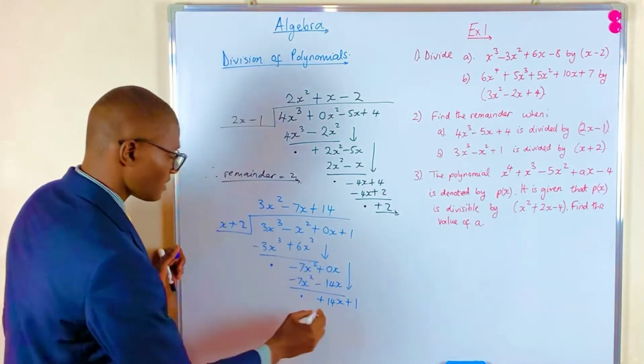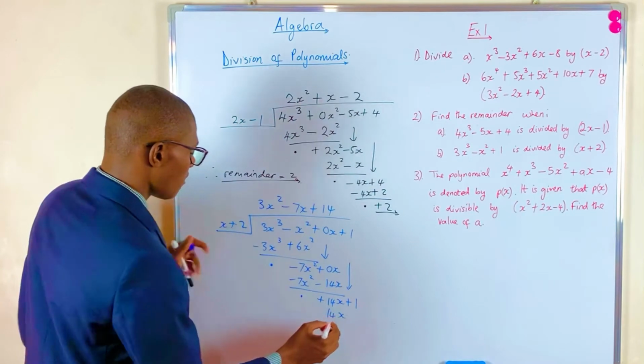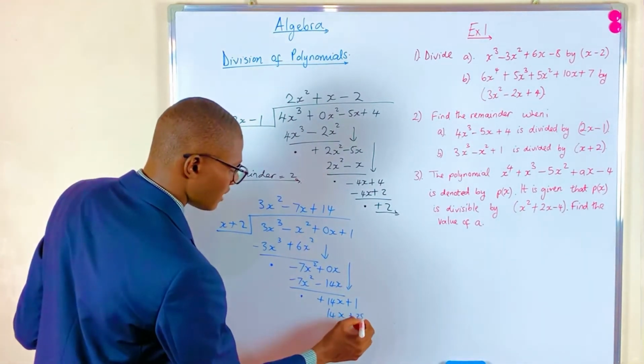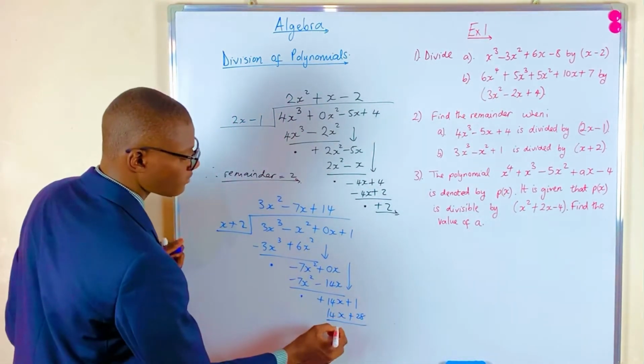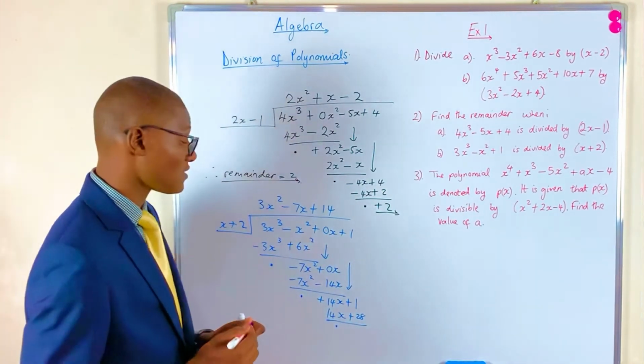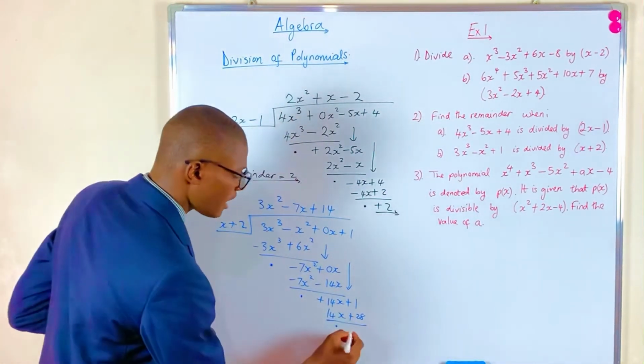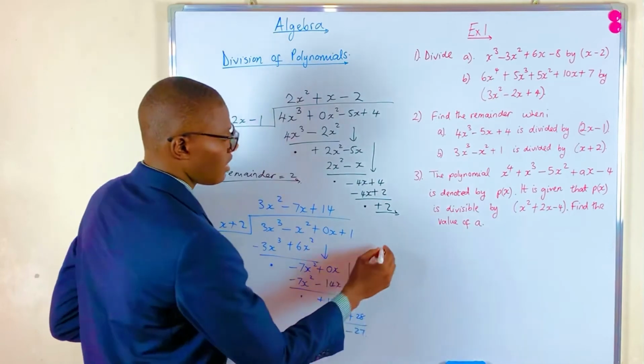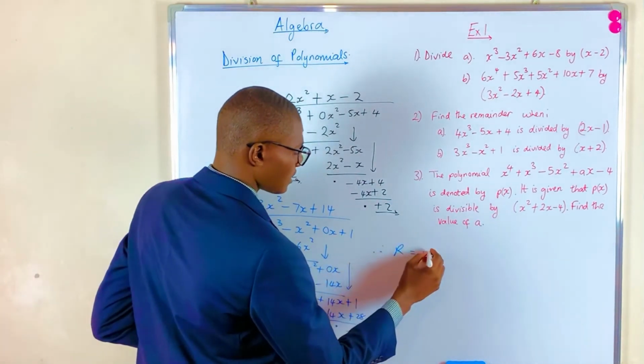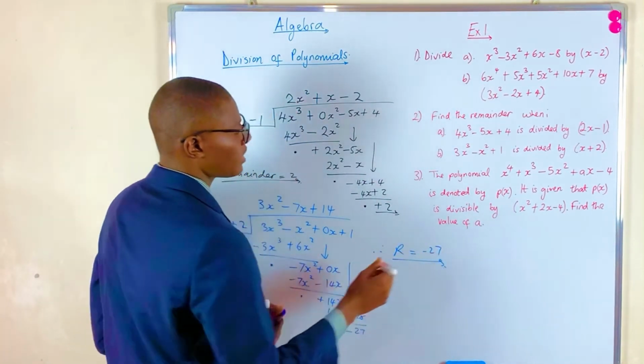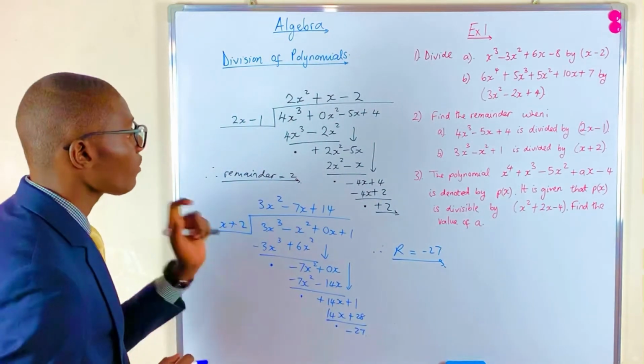Then 14 times x, that's 14x. 14 times 2, that's 28. And if we subtract 14x minus 14x, that will give us a 0. And then 1 minus 28, that will give us a minus 27. So the remainder that we want is minus 27. This was for number 2b.